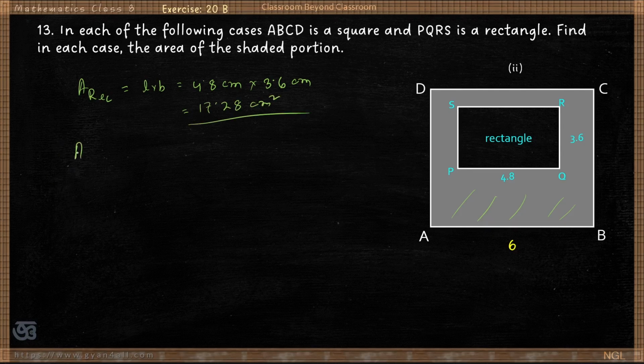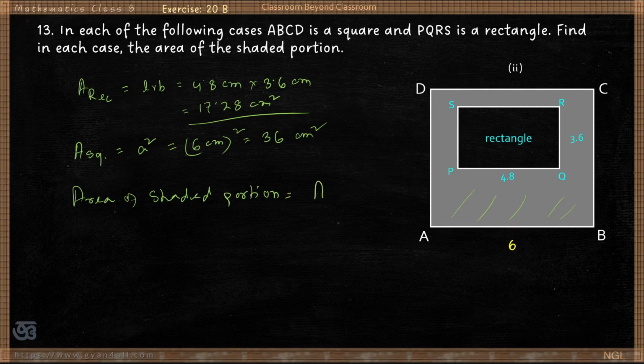And again, the area of the square is equal to a square. The side of the square is 6, so 6 centimeter square, that is equal to 36 centimeter square. So the area of the shaded portion is equal to the area of the square minus the area of the rectangle, and that is equal to 36 minus 17.28 centimeter square. So this is equal to 18.72 centimeter square.